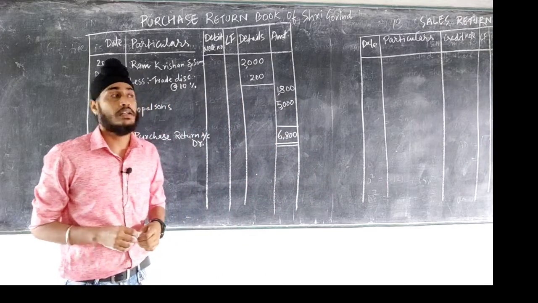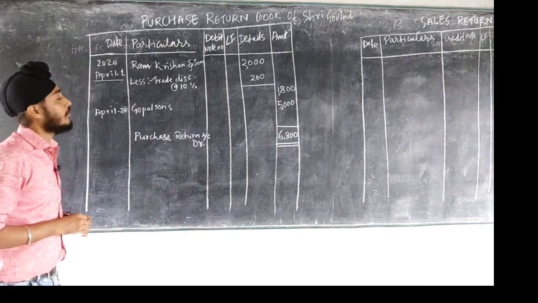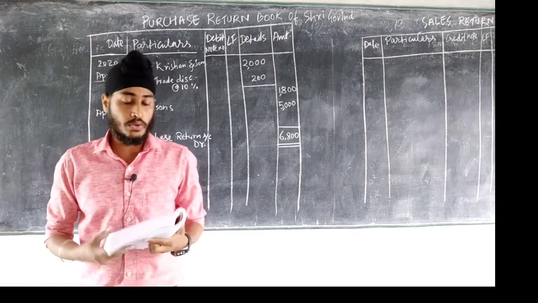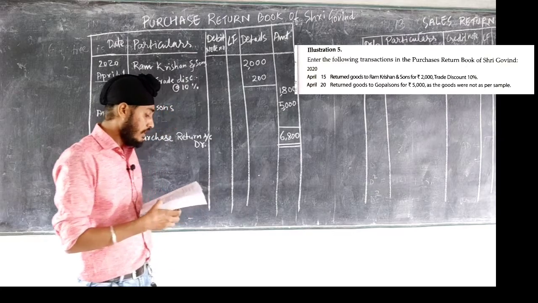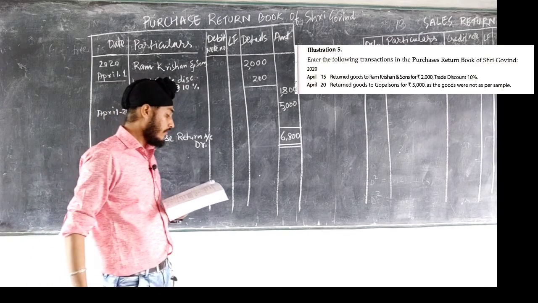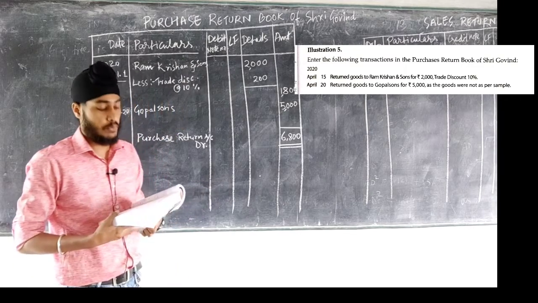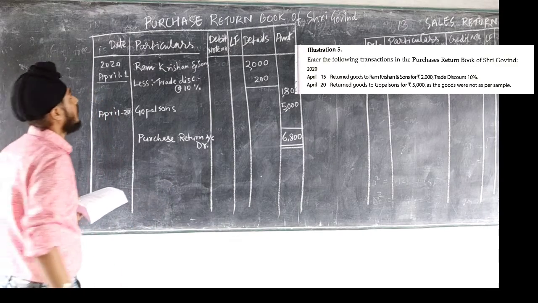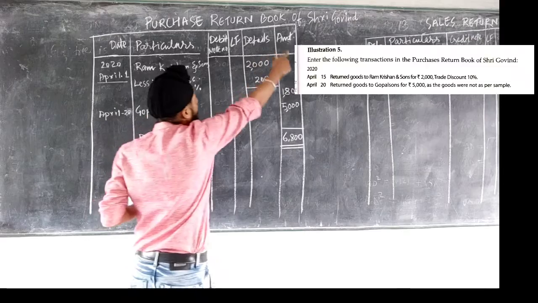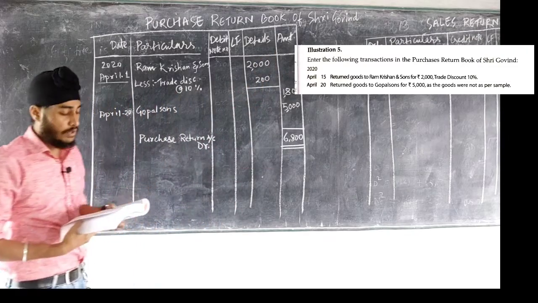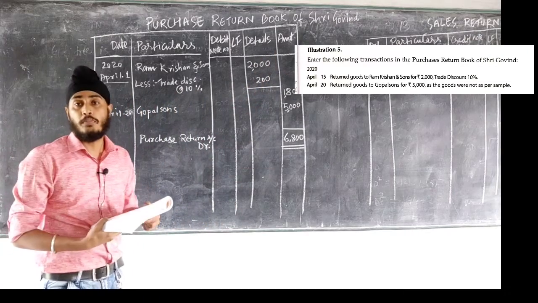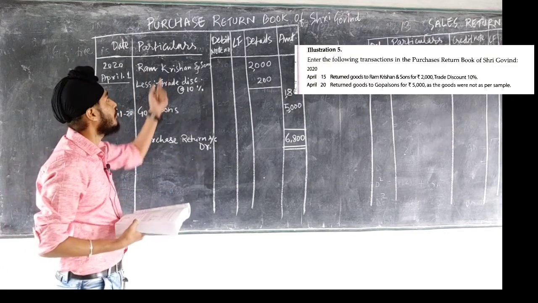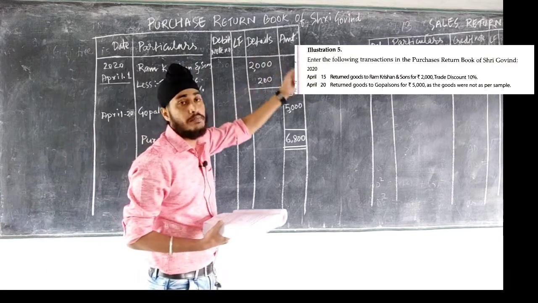So let's see one question of purchase return book. You can see in your book illustration 5. The question is, enter the following transactions in purchase return book of Sri Gobind. So the format will be purchase return book of Sri Gobind. Purchase return book is also called return outward book. Clear students? Purchase return book is also called return outward book.